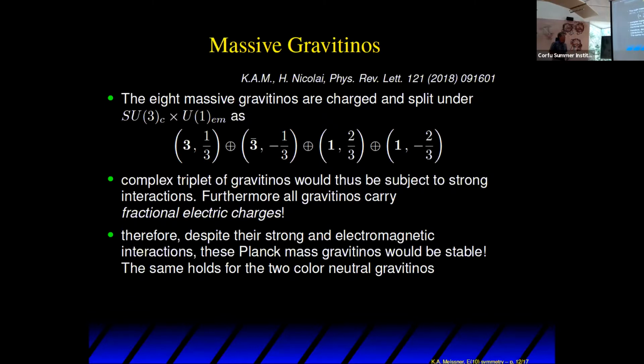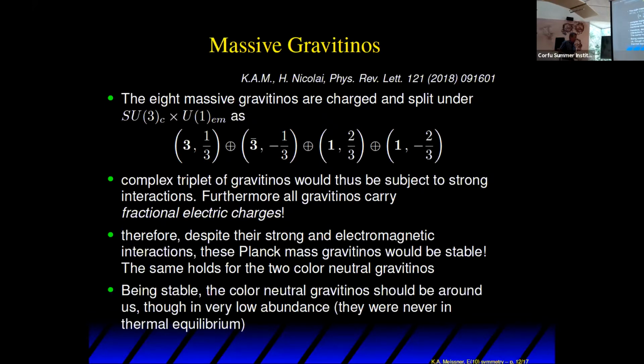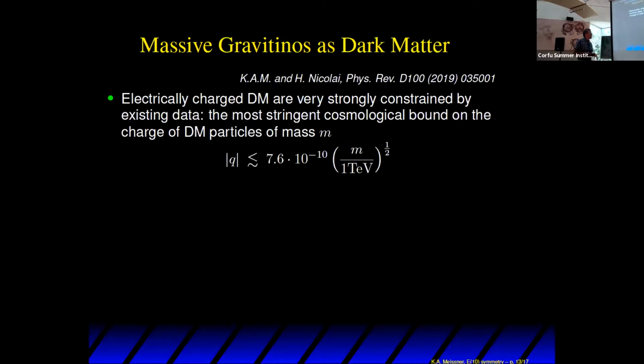They should be around us. So the question is why they can be dark matter or they cannot. And it turns out that electrically charged dark matter is of course very strongly constrained by the data. Dark matter comes from the fact that this matter does not interact with photons, so it shouldn't be charged. But when you actually look at the observational bounds on the charge of dark matter as a function of its mass, that's a rough estimate, roughly.